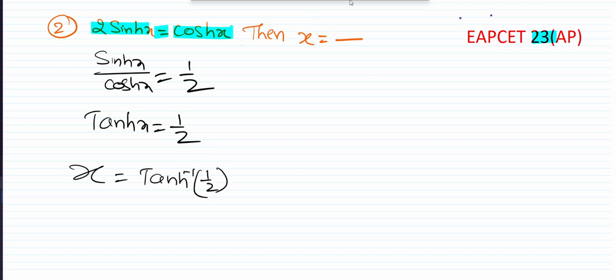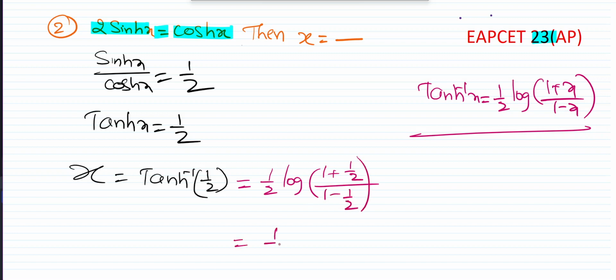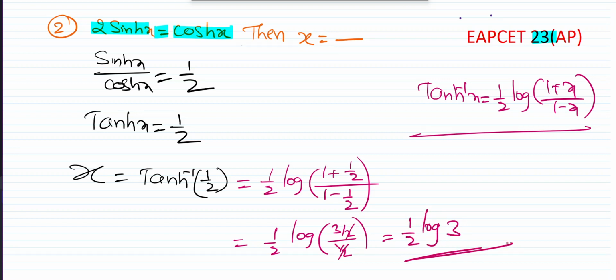We know the formula for tanh inverse x is equal to half log of (1 plus x) by (1 minus x). This is the formula. So this is equal to half log of (1 plus 1 by 2) by (1 minus 1 by 2), that is half log of (3 by 2) by (1 by 2). Here the 2s cancel, that is equal to half log 3. This is the value of x.